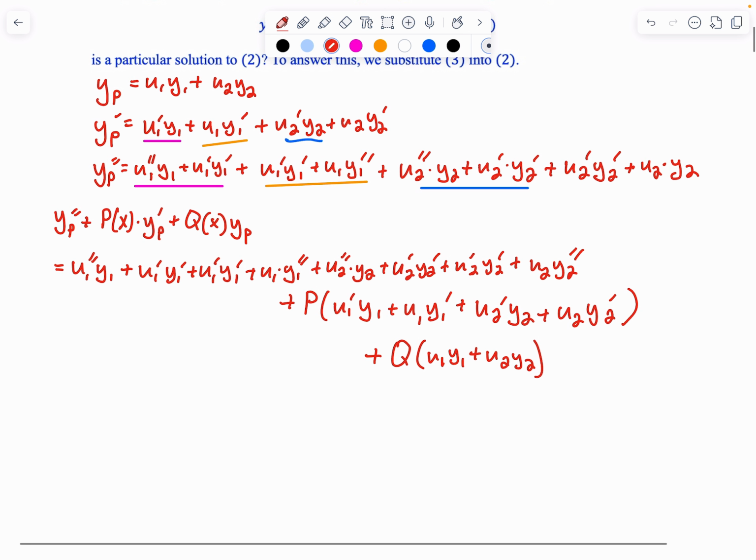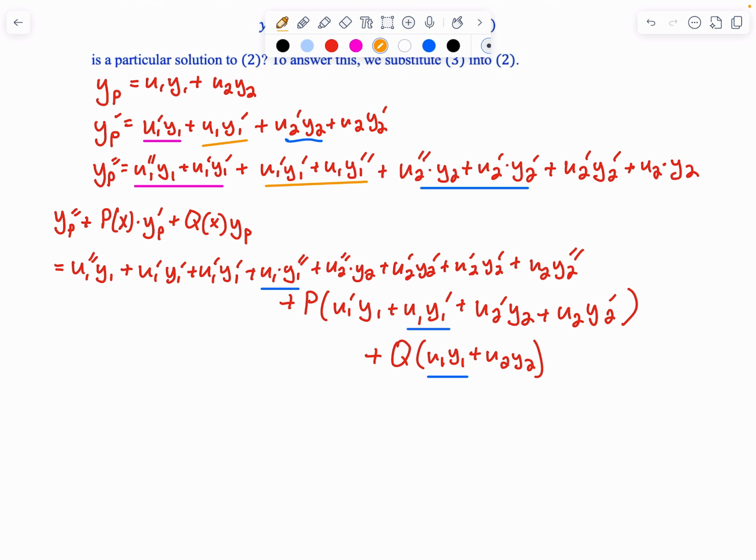Now I'm going to reorganize. What I'm going to look for is we're going to put our U1s together. So if you notice, let's highlight in blue here. I have a U1 there. I also have a U1 here and a U1 there. That's the only U1 that's not a prime. And then I also want you to take a look.